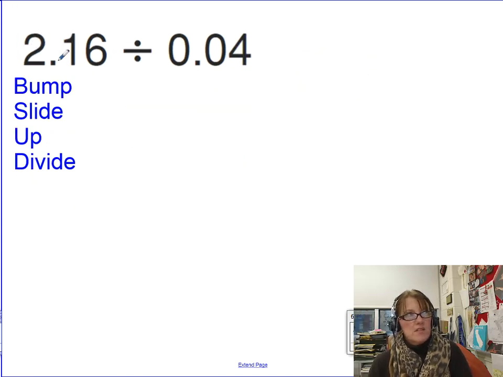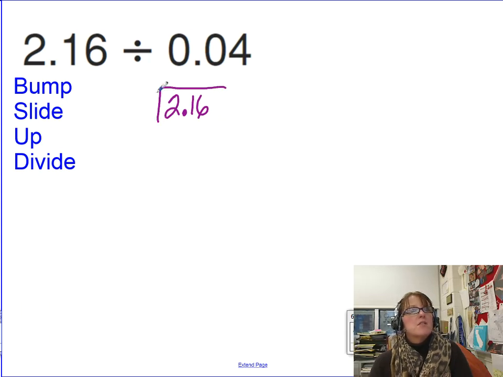Okay, 2 and 16/100 divided by 4/100. Ooh. All right, rewrite this the long division way. So 2.16, 2 and 16/100, divided by 0.04. Okay, this looks gross with all these zeros and decimal points. So this time, let's move this decimal 2 spots to the right. That's the same as multiplying by 100. If I do it on this divisor out here, I have to do it to this one to be fair.